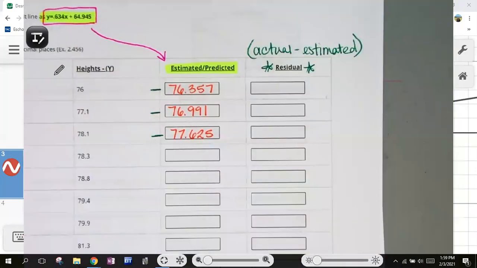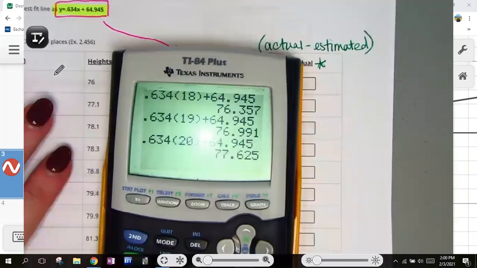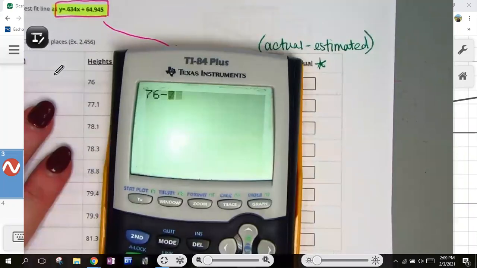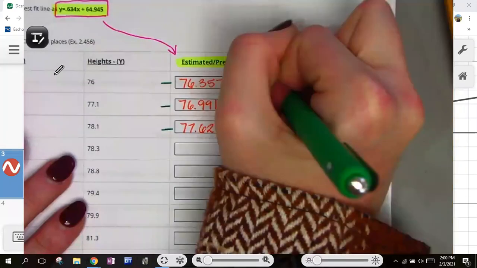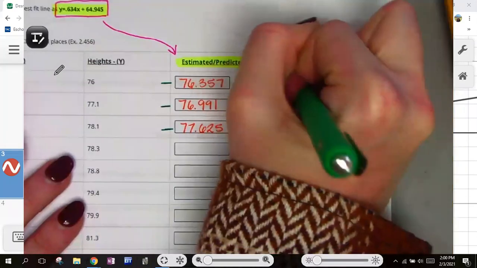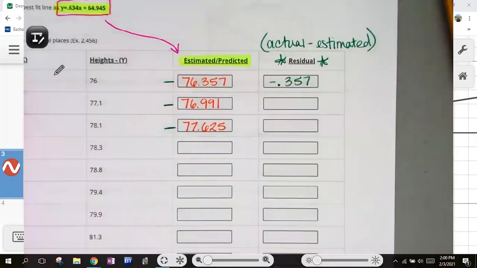Okay, so for this first one, I have 76 minus 76.357. All right, what's the residual? Negative 0.357.